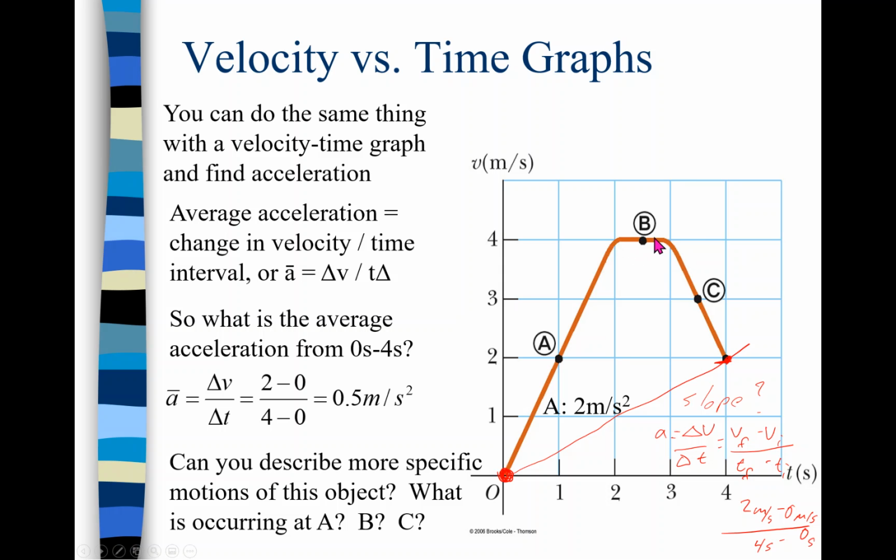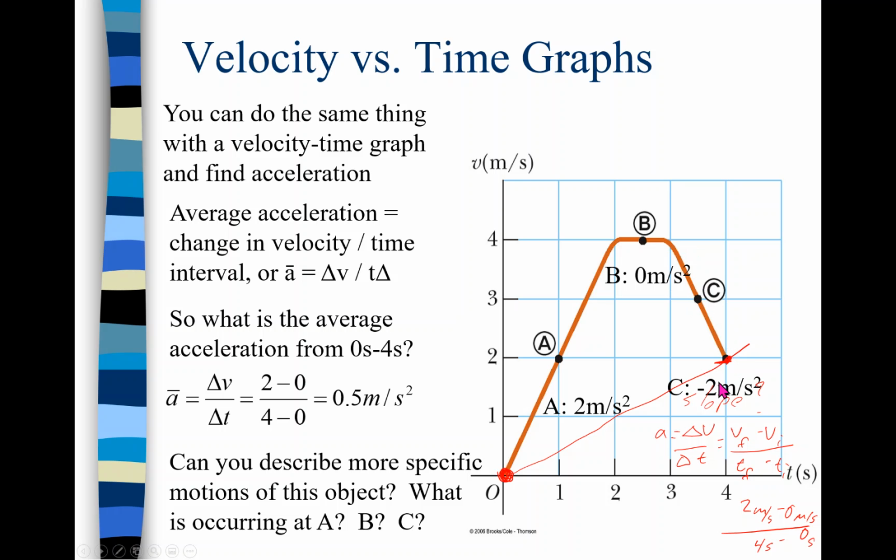What about for line B? Slope is 0, so that means acceleration is 0. What about for line C? I know that the slope is negative, so my acceleration is going to be negative. Let's actually do the math. Final minus initial: 2 meters per second minus 4 meters per second is negative 2 meters per second, divided by 1 second. Negative 2 meters per second squared for line C.